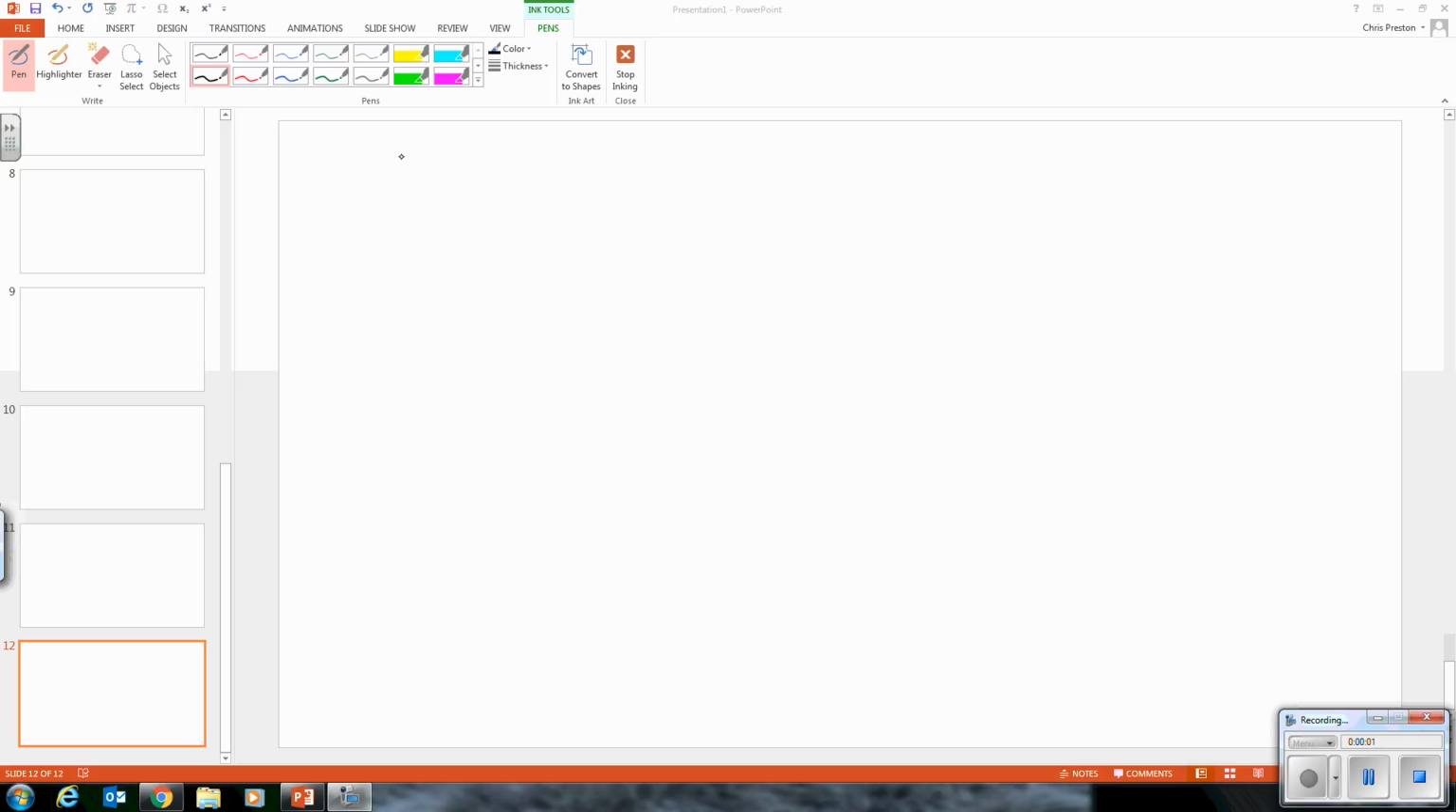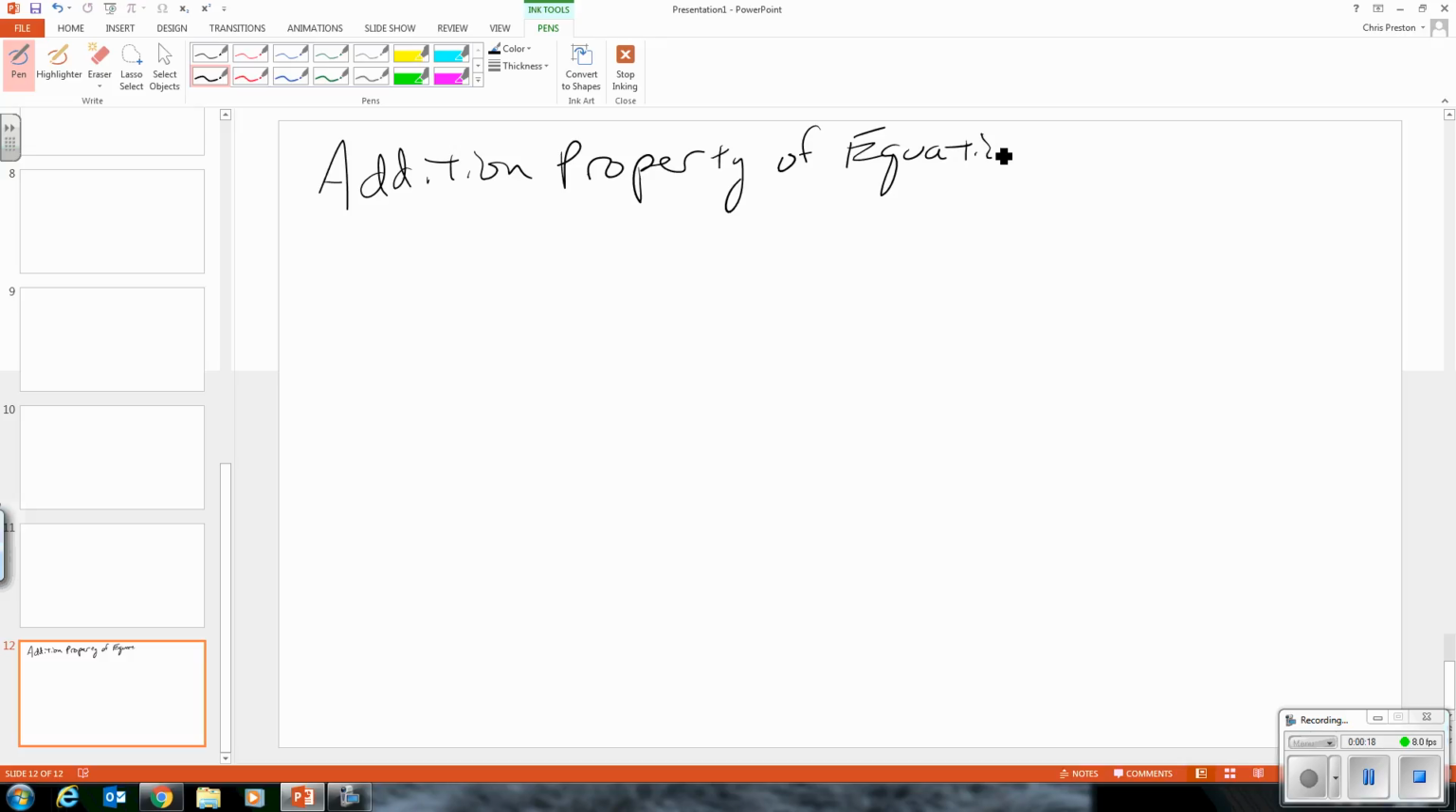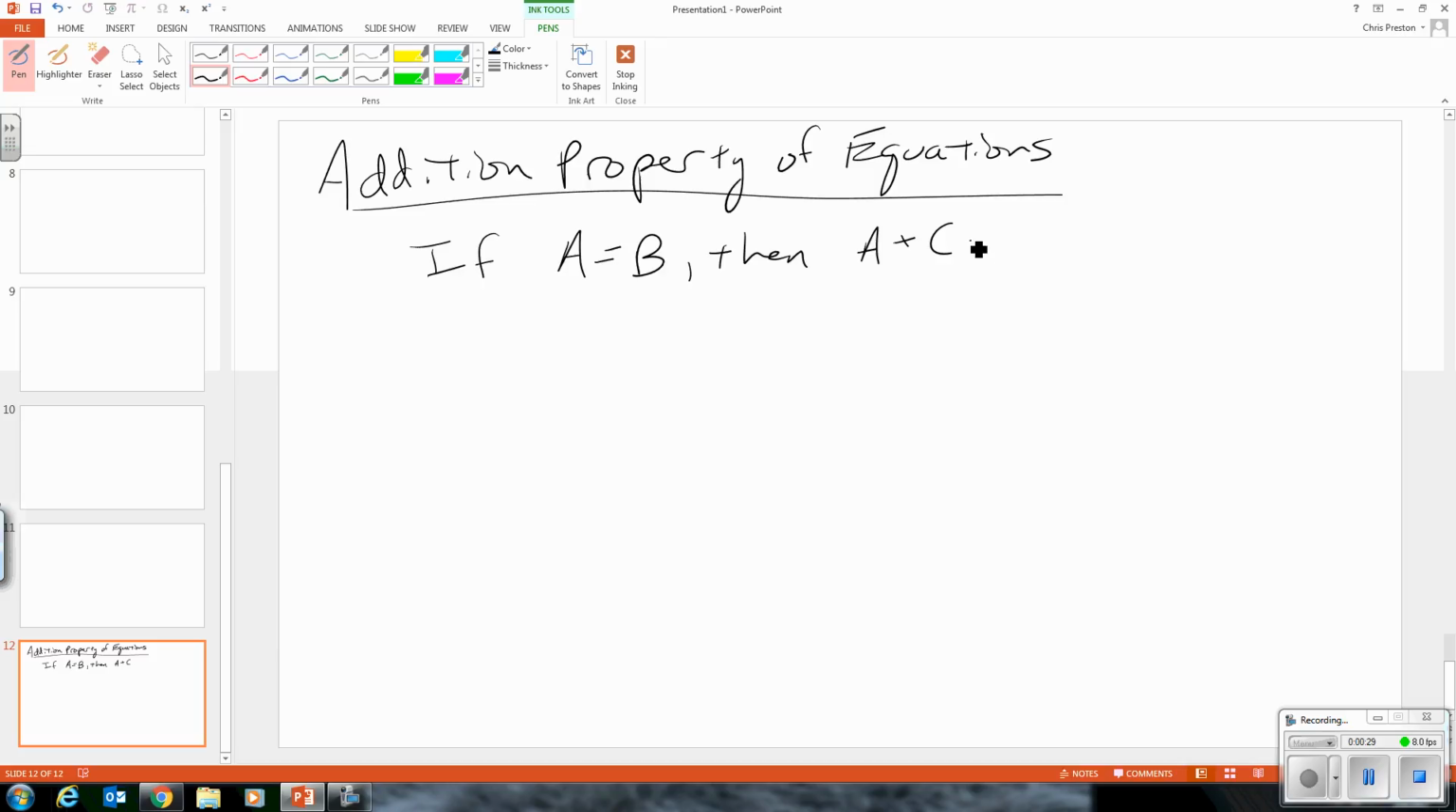So we want to look at solving linear equations, and we're going to have two things we can use to do that. The first one is the addition property of equations. And what this says is if you have two things that are equal, then if you add the same thing to both of them, you still have the same equality.